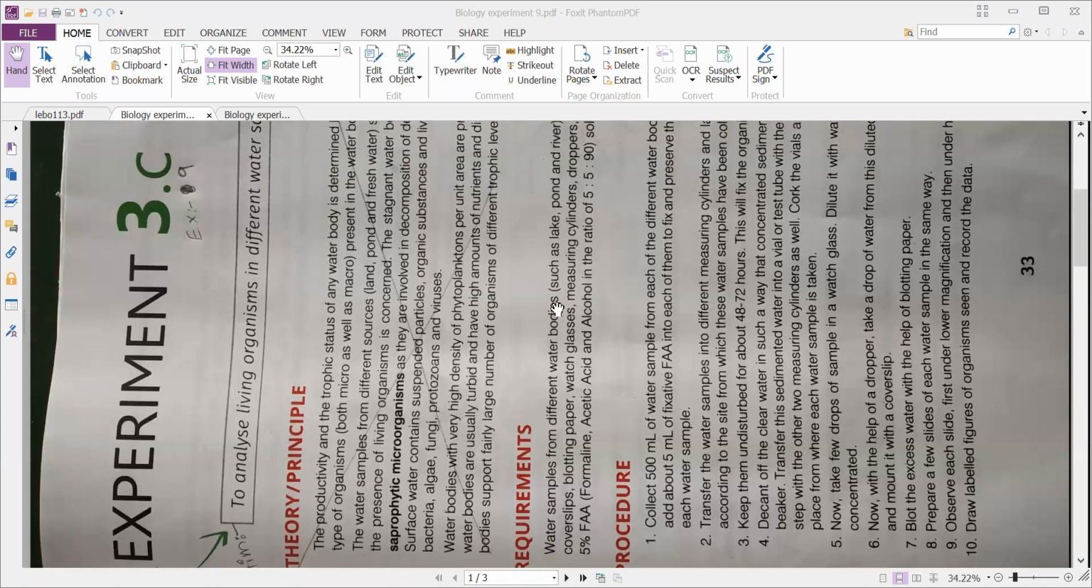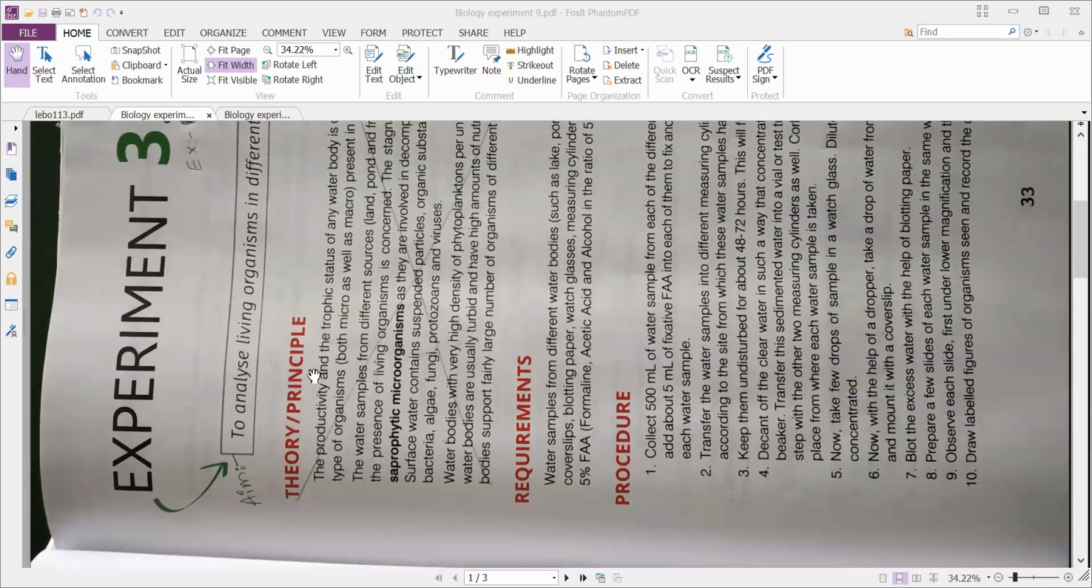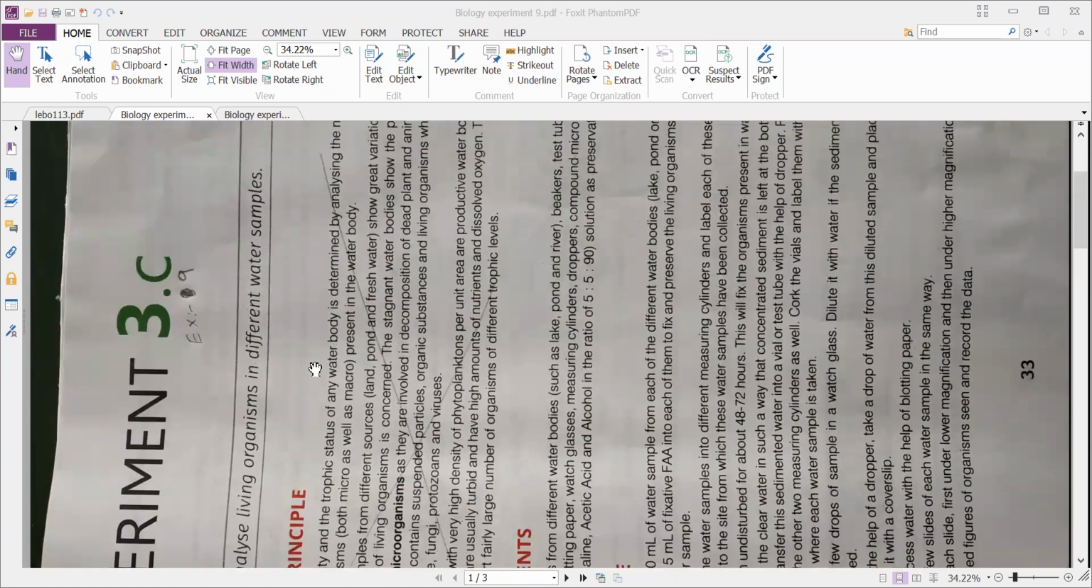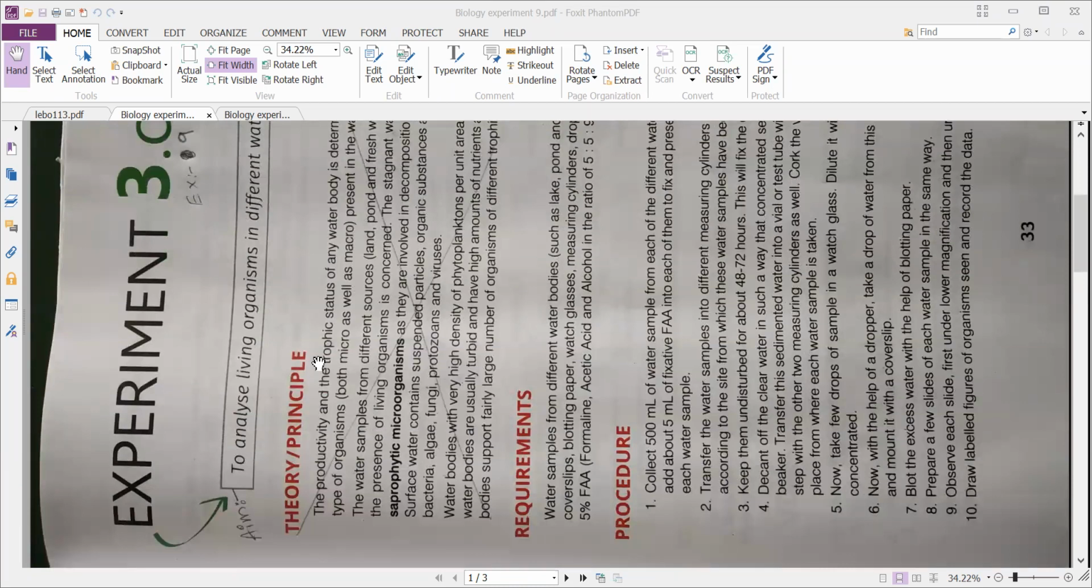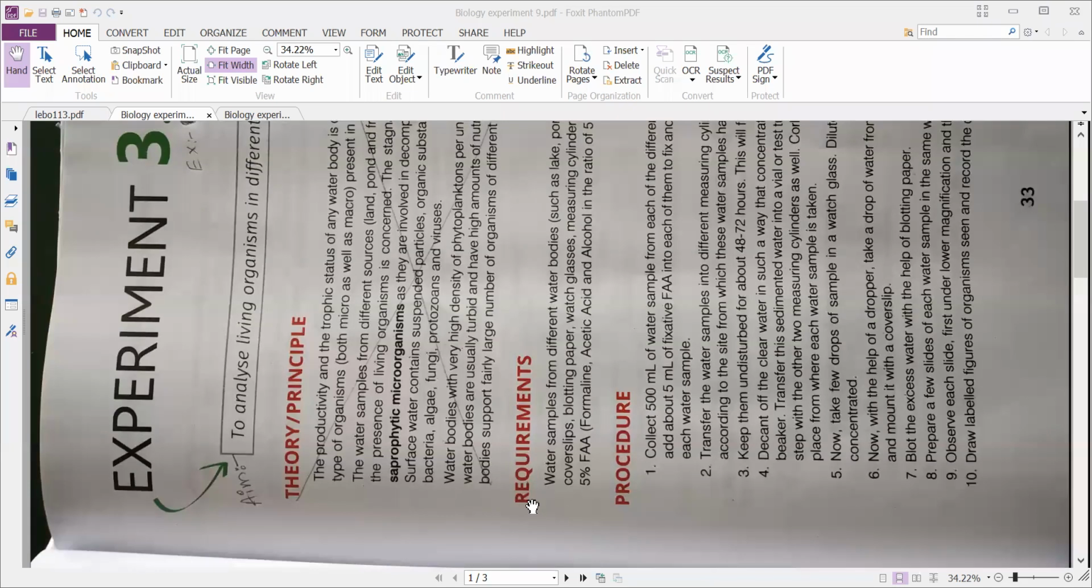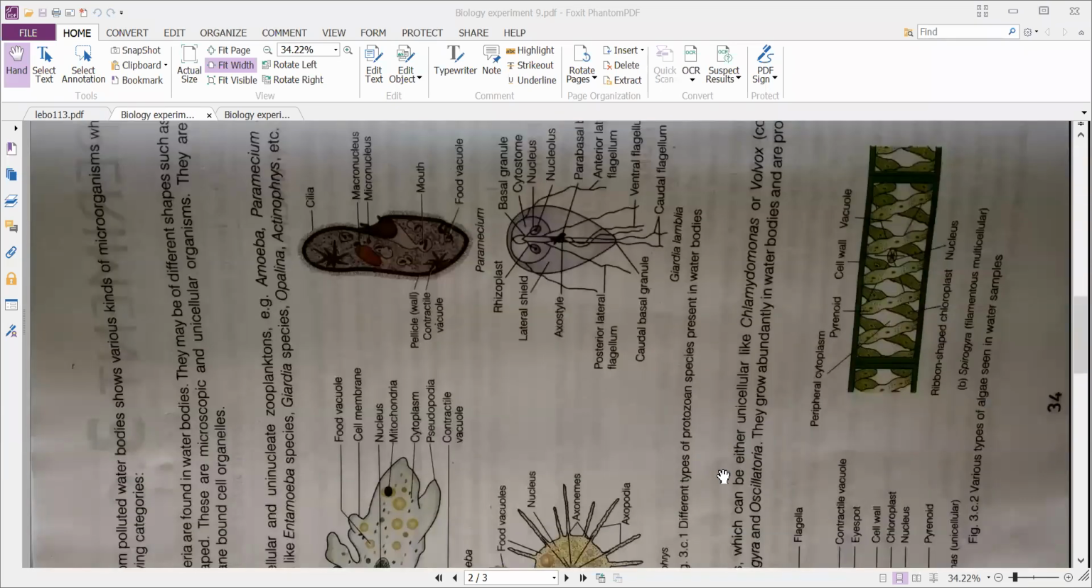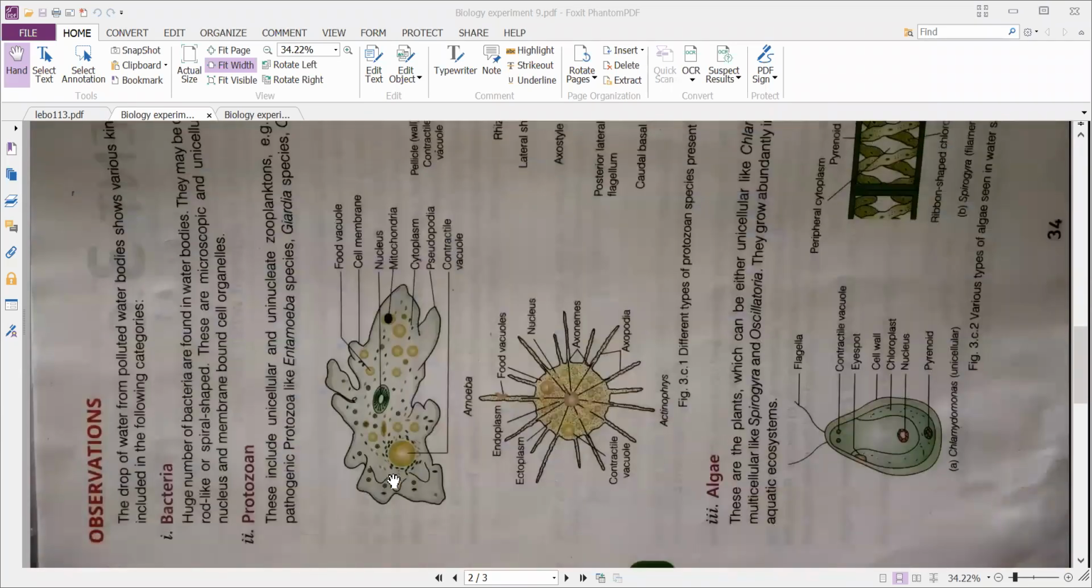Coming to the next experiment, that is experiment number 9. Yesterday experiment number 7 and 8 both were shared, and today experiment number 9. The aim is to analyze the living organisms in different water samples. In that, the requirements, and next the procedure, and next you can see the observation here.